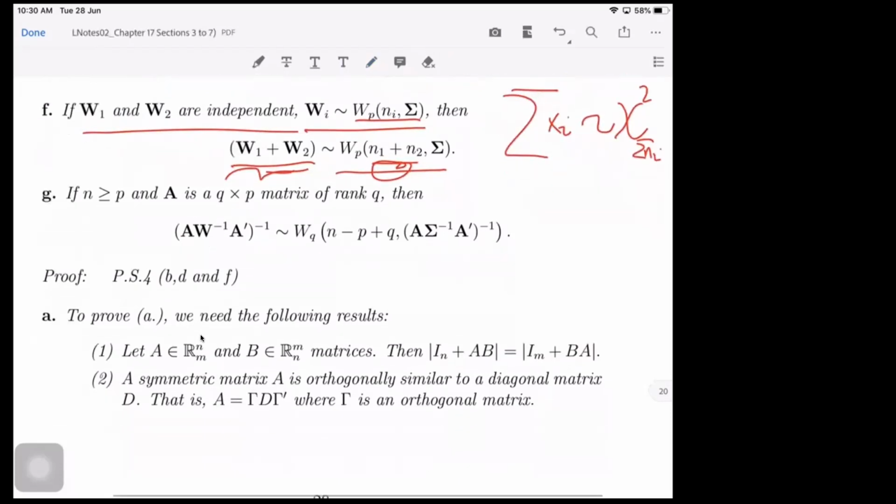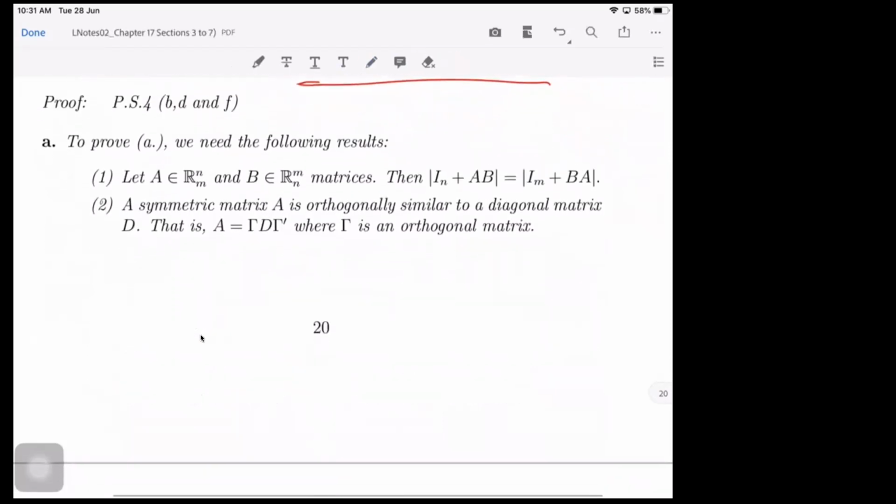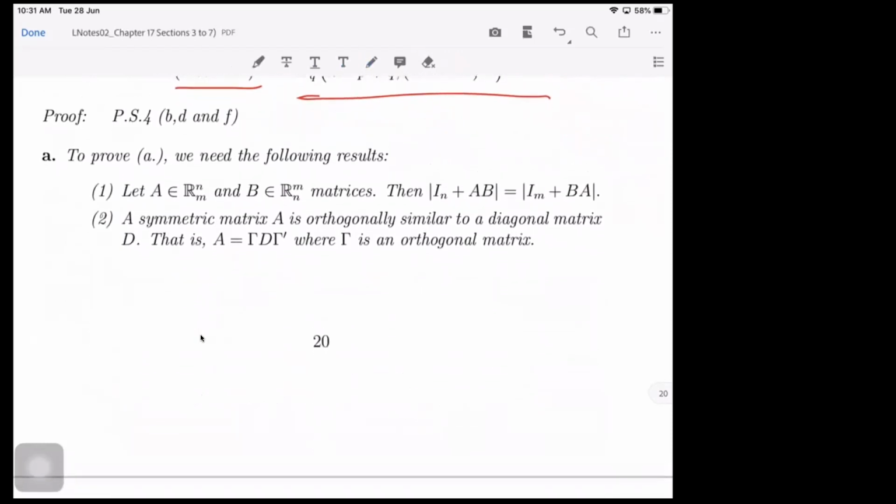And then the next result is we do some transformation on W. It's still Wishart. So if we have a W which is Wishart, and then we do a linear transformation on it, and then get the inverse of that, it's still Wishart. So you have some proofs here that you can look into.